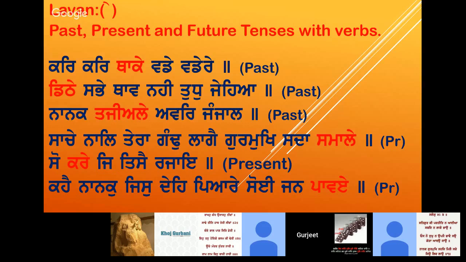So kare je tisse rajaye. He is doing whatever is in his will. Otherwise, future tense will be karega. So kare is present tense. What is happening within the order. Kahe Nanak jisde pyare soi jan pavai. Those we have obtained now, it's also an indication for us. That's it, sir. A present tense using the la.